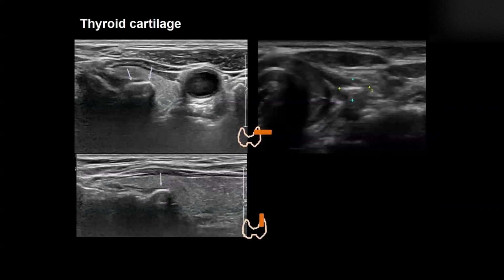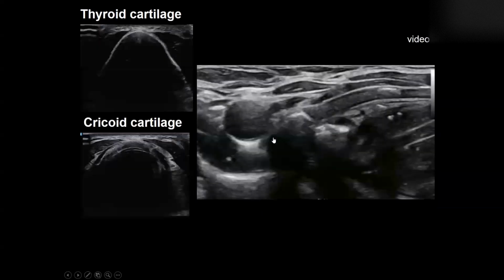This is the other case. The marked area from outside clinic was thyroid cartilage. On transverse US, thyroid cartilage is seen as an inverted V-shape and cricoid cartilage is seen as an inverted U-shape. It's not hard to find normal structures on transverse US. But there may be difficulty in distinguishing nodules on longitudinal US scans.